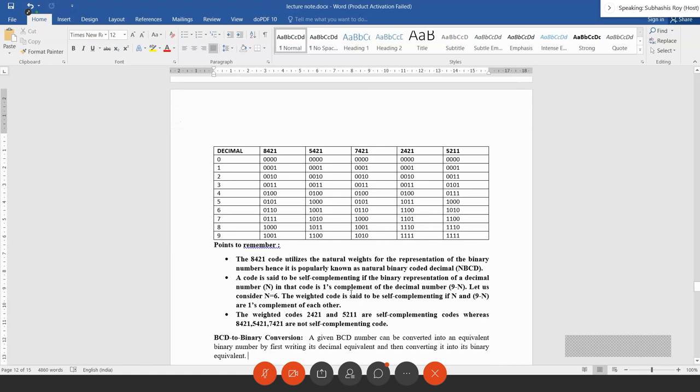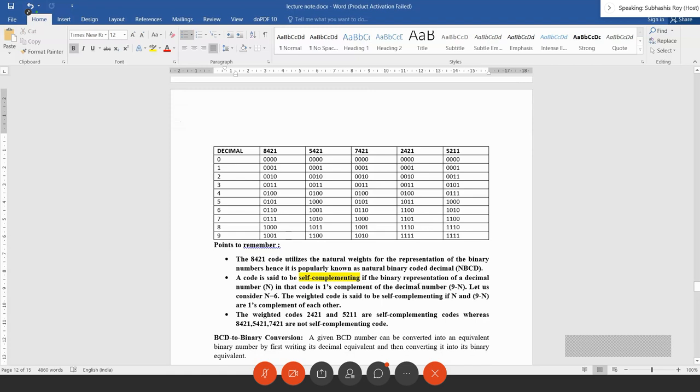Next, this term is also important: self complementing. This is a technical term, and most of the time you can face a question like what is a self complementing code. This kind of question may be asked in different scenarios. Give me an example of a self complementing code. So what is actually a self complementing code? A code is said to be self complementing if the binary representation of a decimal number n in that code is the ones complement of the representation of the decimal number 9 minus n.